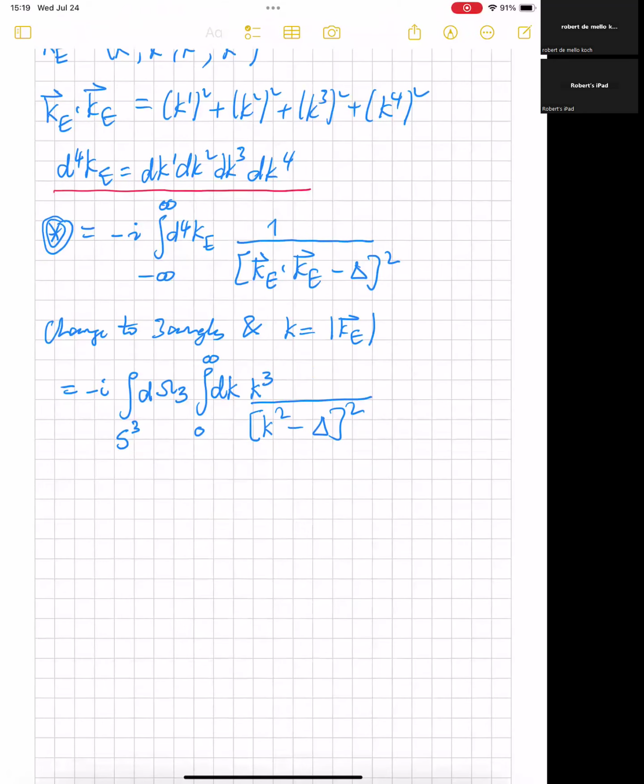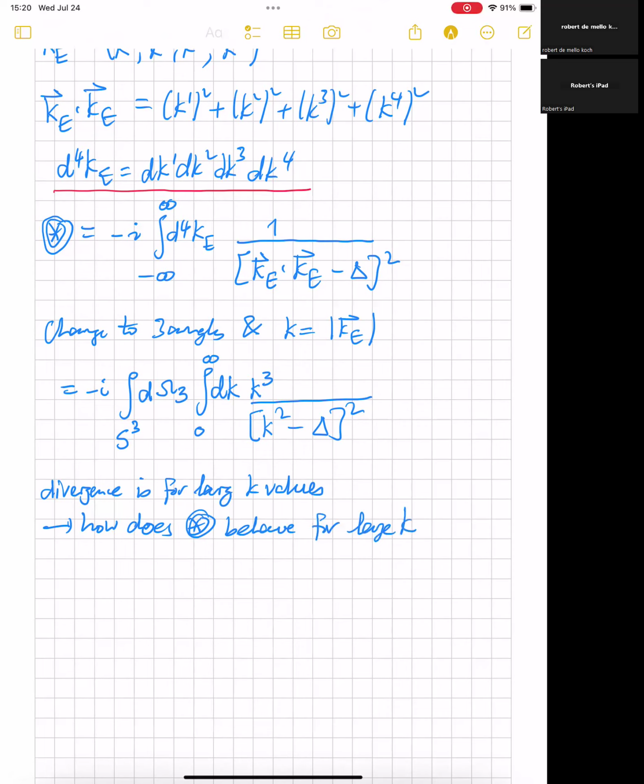Now, where does the divergence appear? The divergence is for large k values. Okay? And so what we can ask is, how does the integral behave for large k? I don't care about the minus I, that's not related to the divergence. The integral over the 3-sphere will just give me the volume of the 3-sphere, 2 pi squared.